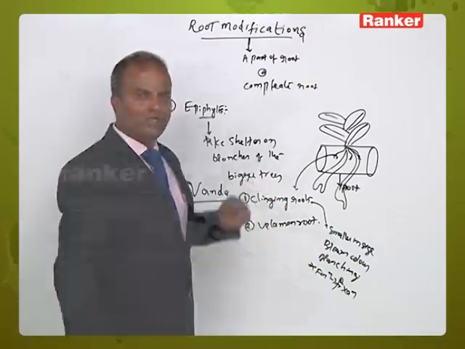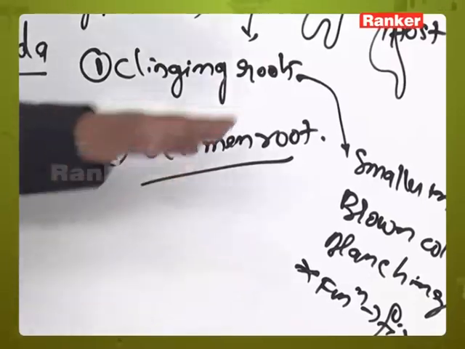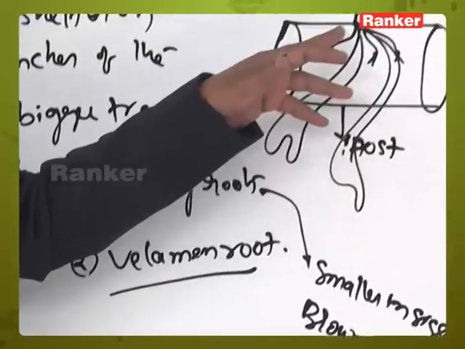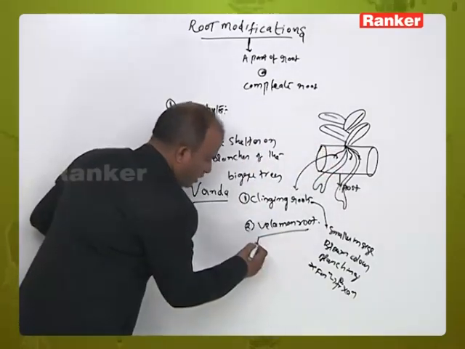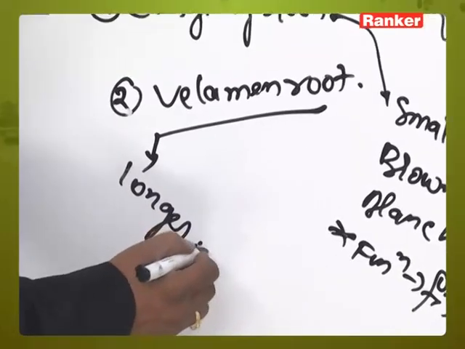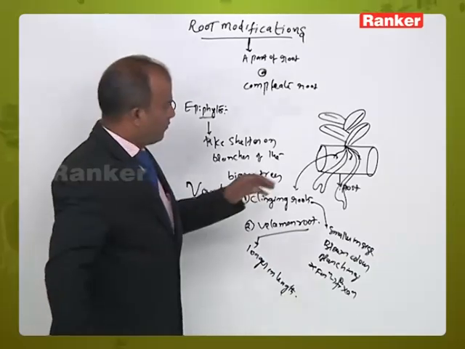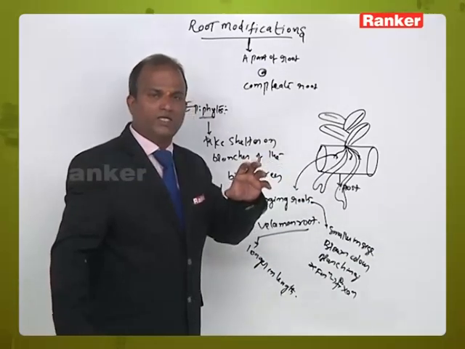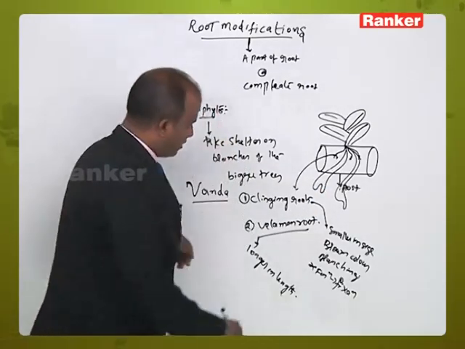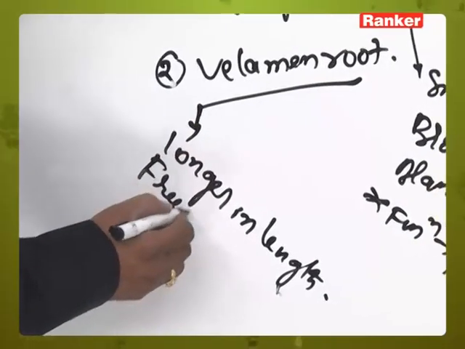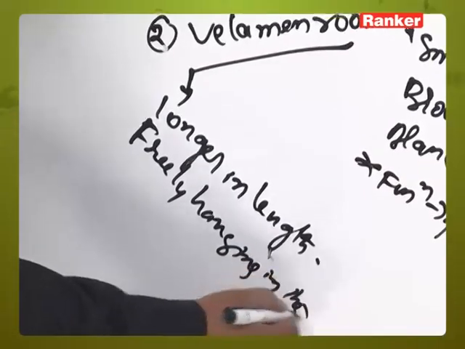So this is about clinging roots. Next, velamin roots. These velamin roots are longer in length compared with clinging roots. And they are freely hanging in the air.